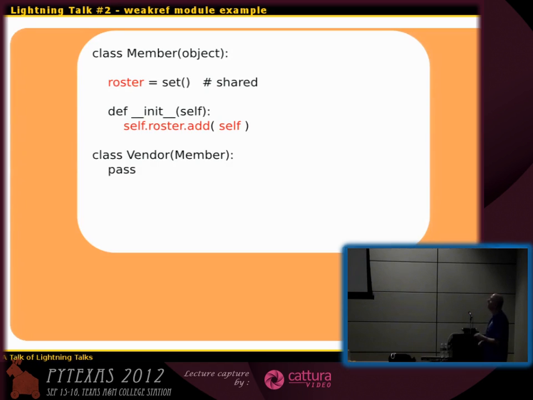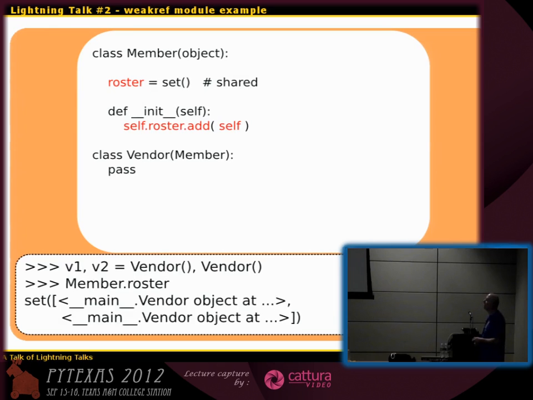So say you have a member class, and it has a set of names that it's going to keep track of, members. And so we have the initialize, and we add himself to that. So the idea is to keep track of all of the vendor objects down here. We want the parent class to keep track of all of the child classes. So here we create a couple of the vendors, of the instances of it, and then we can look in the member.roster, and we can see that there are two objects in there, in the set, which is fine.